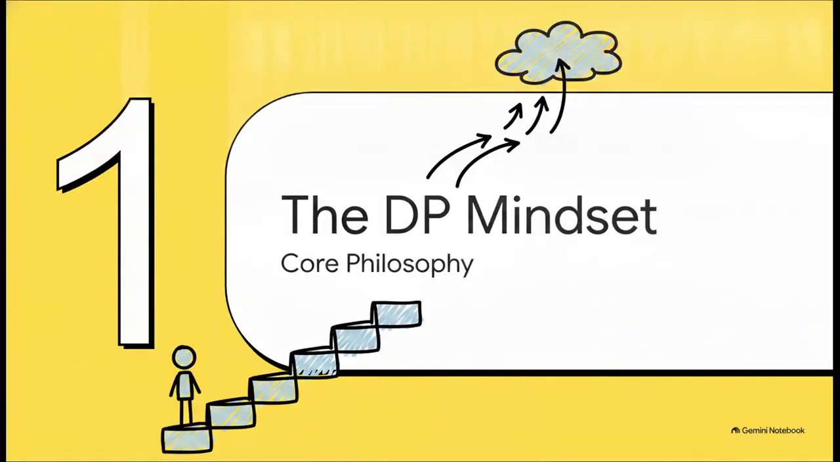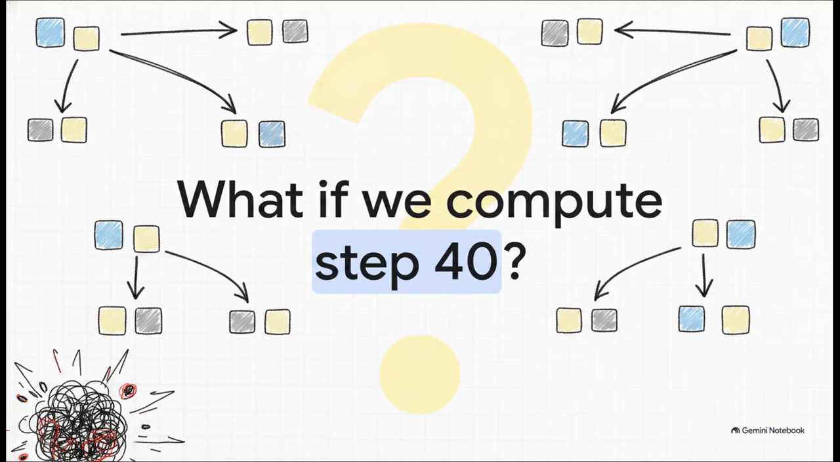All right, branch number 1, the dynamic programming mindset. Let's establish our core philosophy here. Imagine a classic staircase. You're at the bottom, you want to reach the top, and you can take either one step or two steps at a time. To find all the unique paths to, say, step 4, you might naturally reach for brute force recursion, right? Just breaking it down into the paths to step 3 and step 2. And that works beautifully, until you ask yourself, wait, what happens if we call the recursive function for step 40?